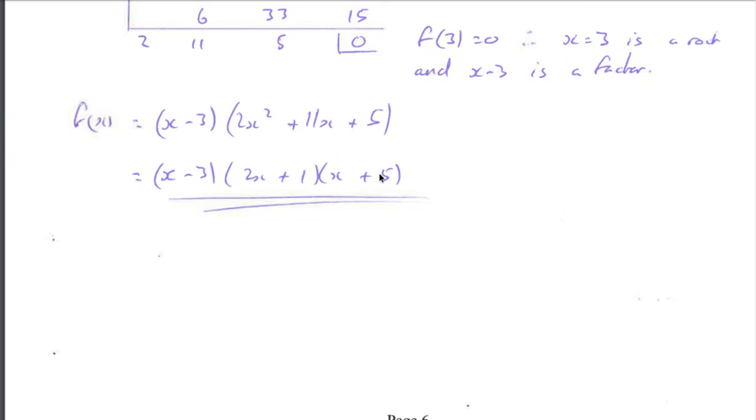So 2x multiplied by 5, 1 multiplied by x. So 10x add 1x. So if I do FOIL, I do get to that. So that is that fully factorized. So x minus 3, 2x plus 1, x plus 5.